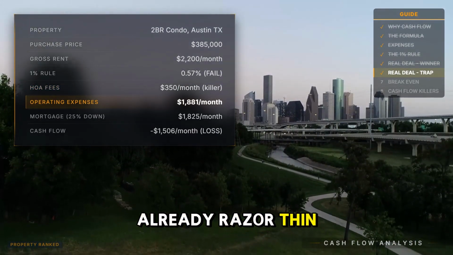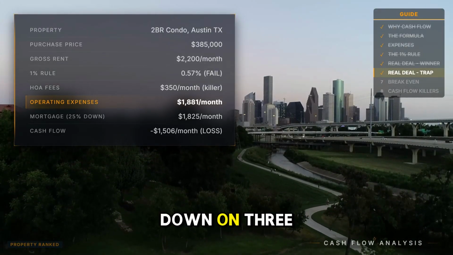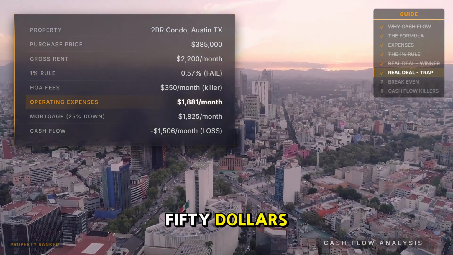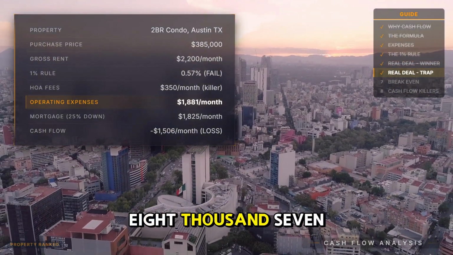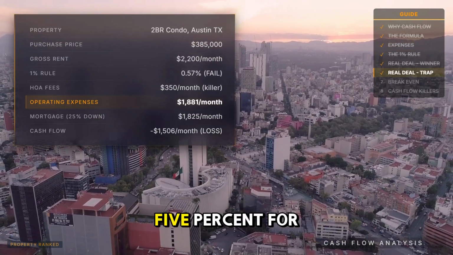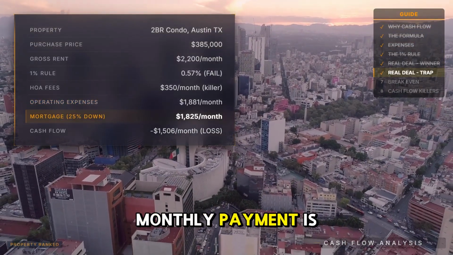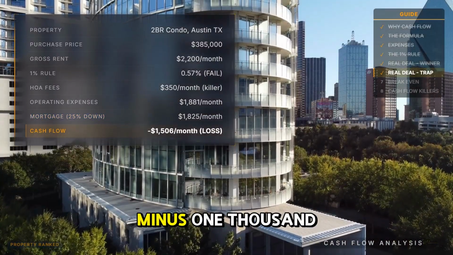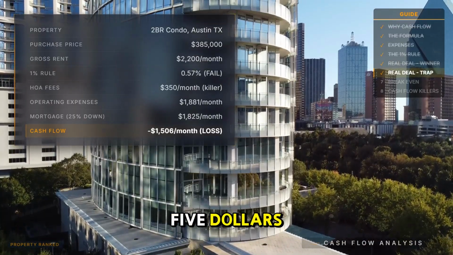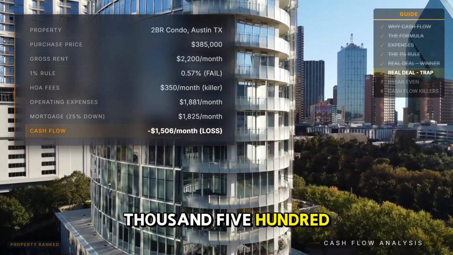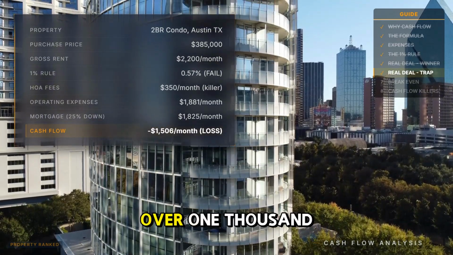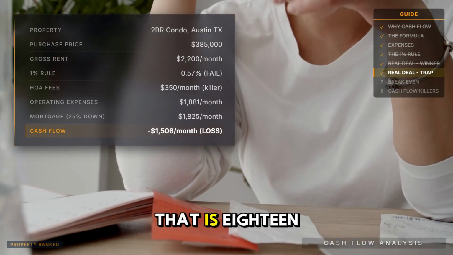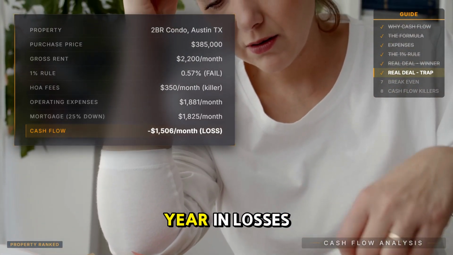Already razor thin. Now the mortgage. 25% down on $385,000 is $96,250. Financing $288,750 at 6.5% for 30 years. Monthly payment is $1,825. $319 minus $1,825 equals negative $1,506 per month. You are paying over $1,500 out of pocket every month to own this property. That is $18,072 per year in losses.